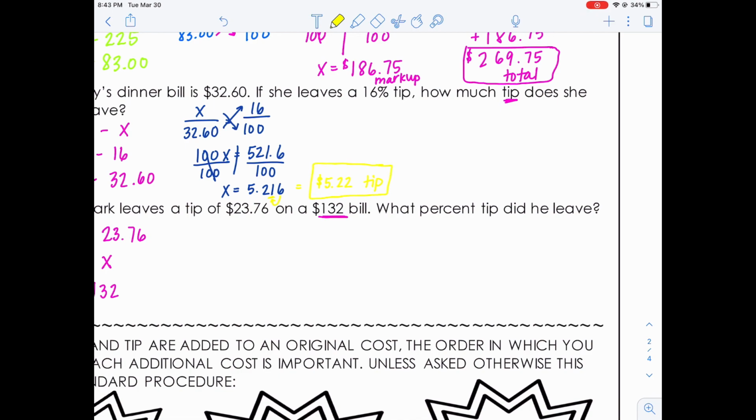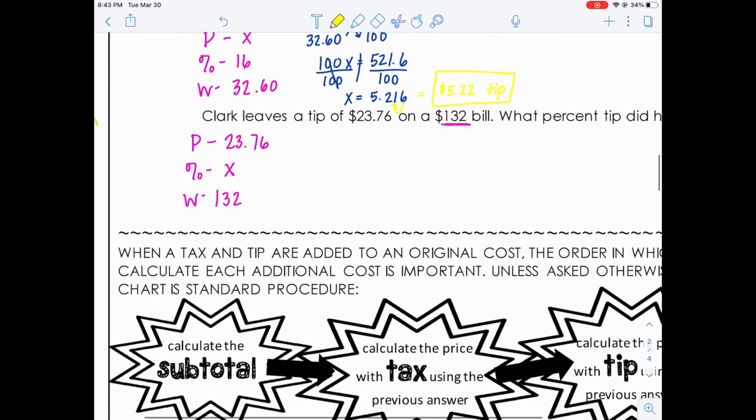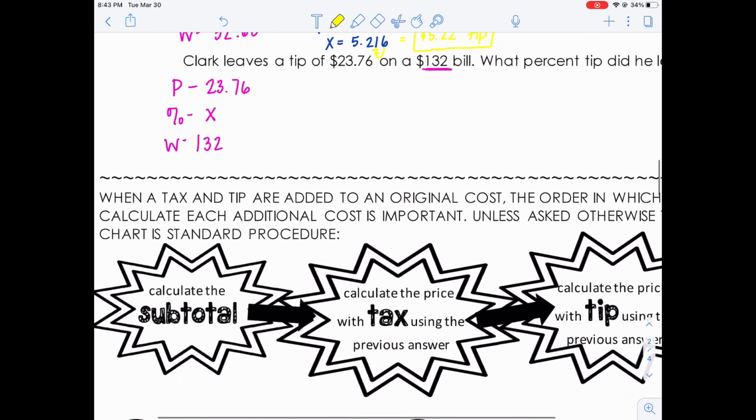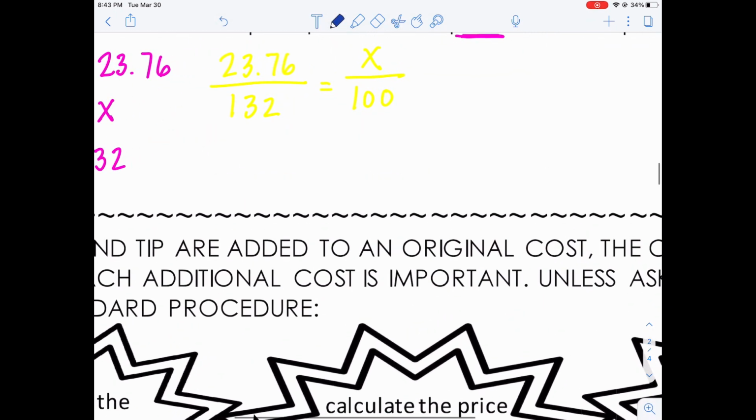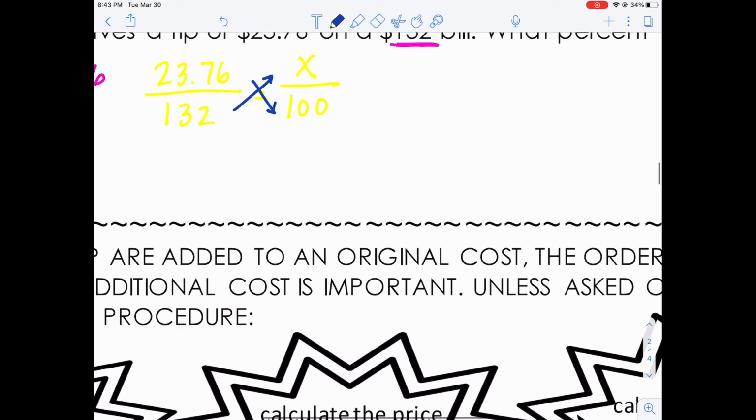Moving on to our next one. We already have our part, percent, and whole filled out, so let's go ahead and plug it into our percent proportion. We're going to do part over whole, so $23.76 over 132 equals your percent, which is X over 100. We're going to cross multiply, so 132 times X is 132X.